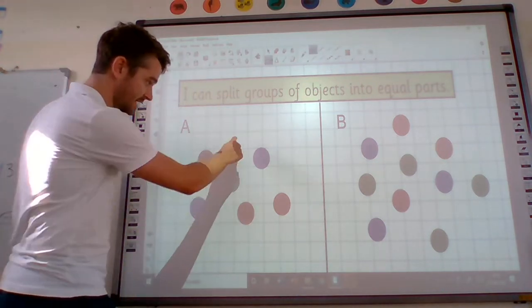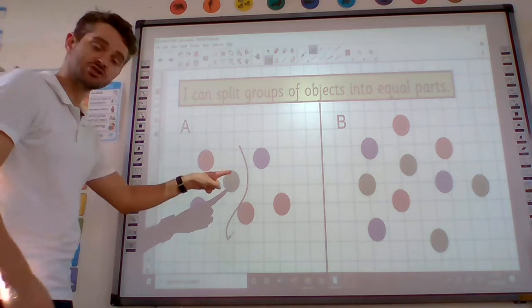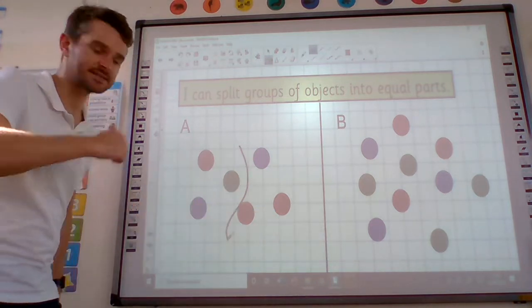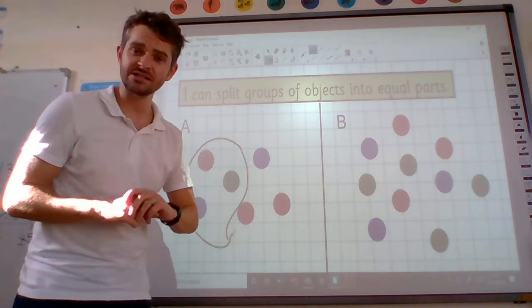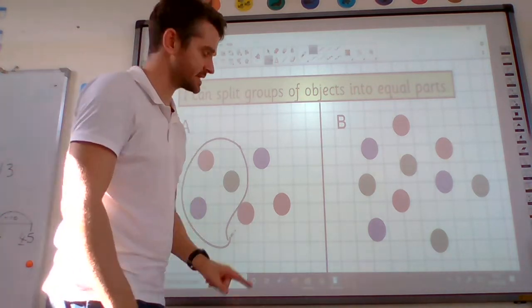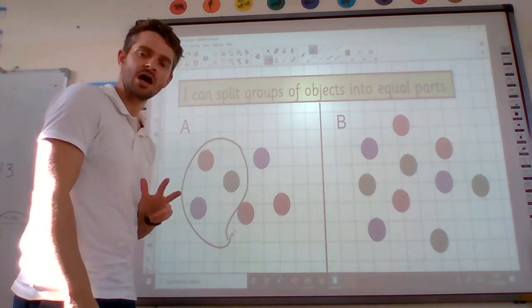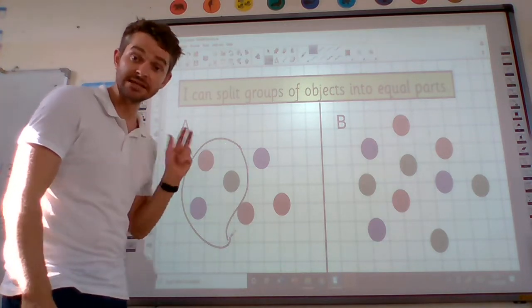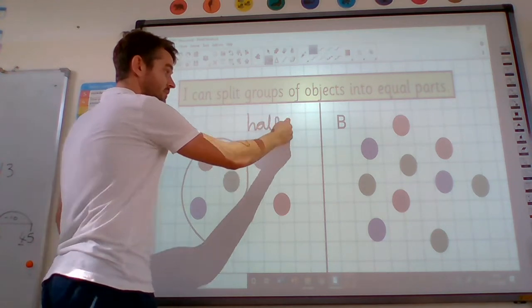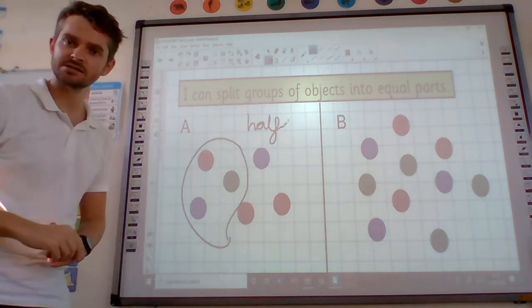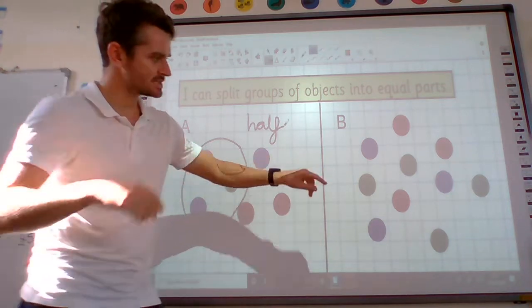You might have looked down, like this. 1, 2, 3, 1, 2, 3. It's the same. I can circle one of the groups. Or you might have found a different way. The important thing is, did you circle 3 of these balls? If you did, then you found half of this group of objects. Brilliant. Let's look at B.